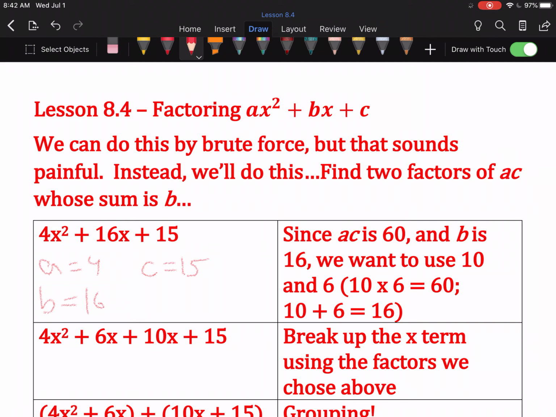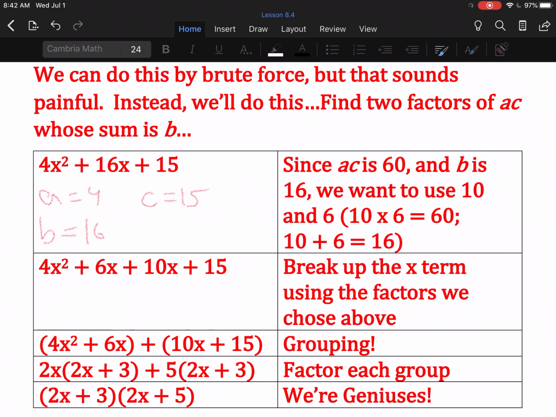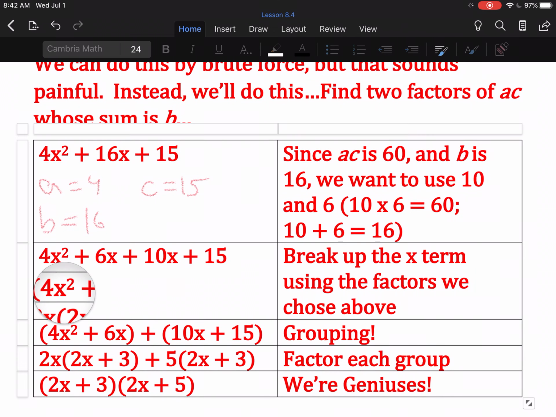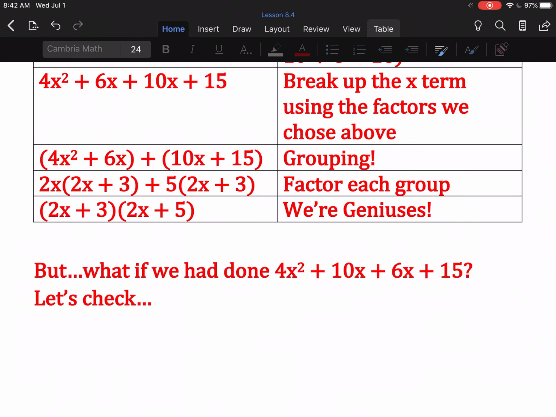What we're going to do is take that 16x and break it up into 6x and 10x. When we do this, we will be able to group, as we did a couple lessons ago. We will be able to factor in each group, and we will get the two binomial terms.